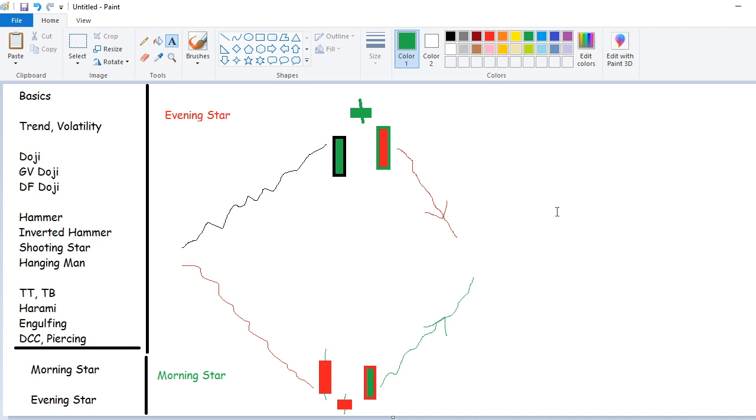Try to understand what exactly is happening between bears and bulls, between buyers and sellers. Who is trying to dominate? Whether the demand is more or the supply is more. Demand is more means buyers are more. Bulls are trying to dominate. Supply more means selling pressure is more, so bears are pushing it down. That's what you should understand, right?